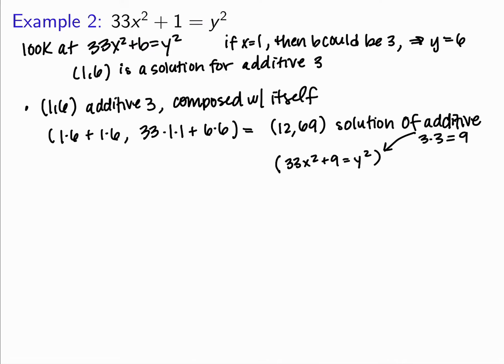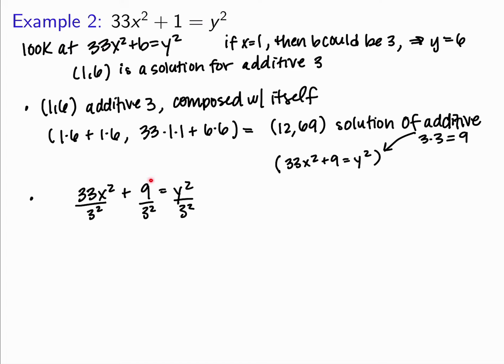But that's not what we want. We want a solution of 33x squared plus 1 equals y squared. So what I'm going to do is take this 33x squared plus 9 equals y squared. And I'm going to divide it through by the 3 squared, by the 9, if you will.